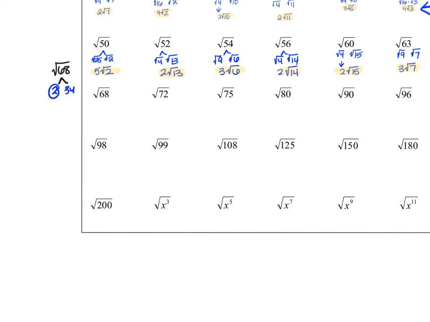And then there is another prime number. And then 34 is going to be 2 times 17. And those are prime numbers. So remember, we're looking for pairs of numbers. So I have a pair of 2s. That's going to come to the front. And then the 17 is not a perfect square, so that would stay under the radical. So the square root of 68 would be 2 root 17.